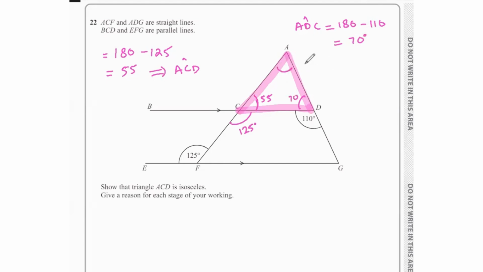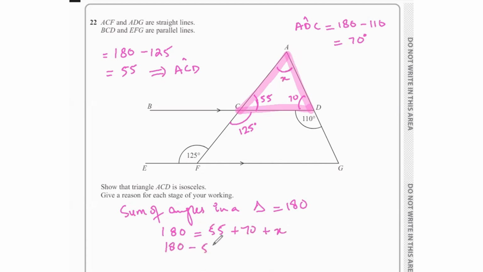Now to find the third angle, we know the sum of angles in a triangle. Angles in a triangle equal 180. So if we do 180 equals 55 plus 70 plus x, I'm going to assume this is x. So 180 minus 55 minus 70 equals x, which is 55 degrees. So as you can see, this is also 55 now.